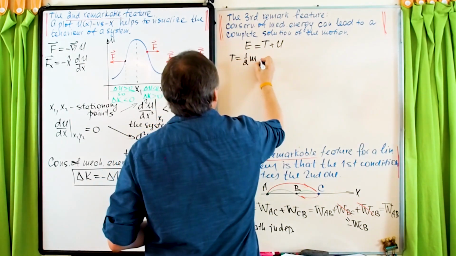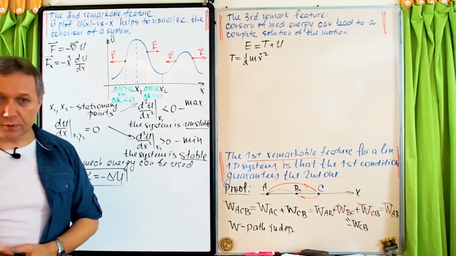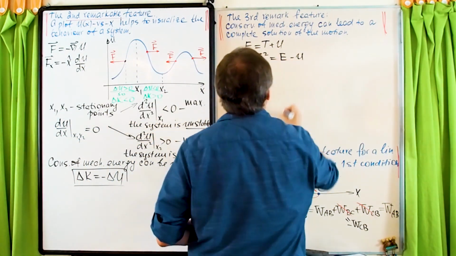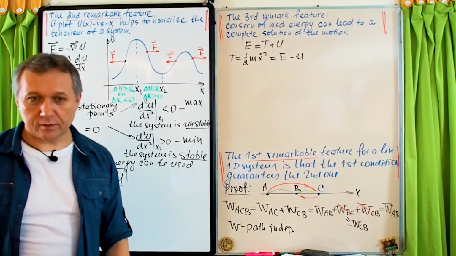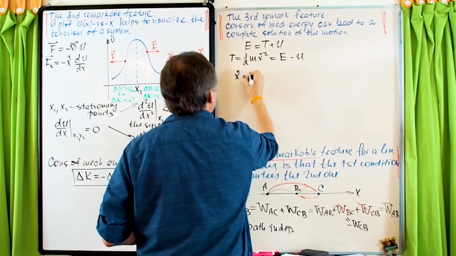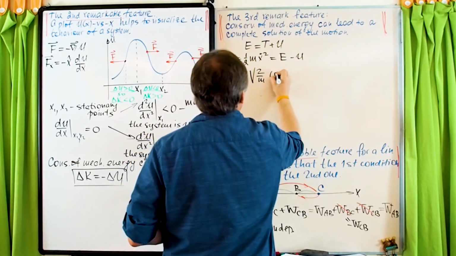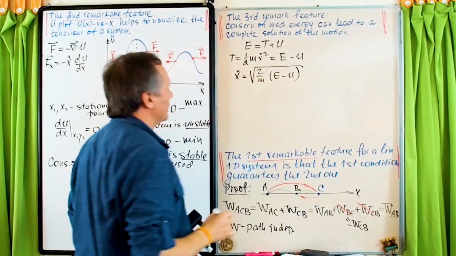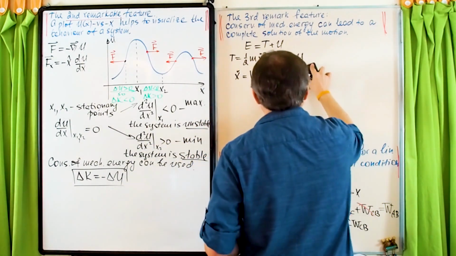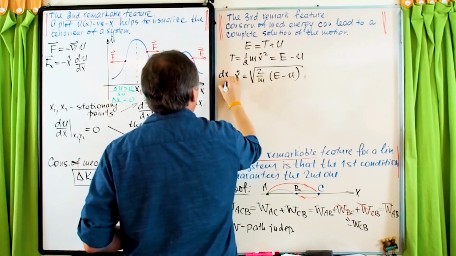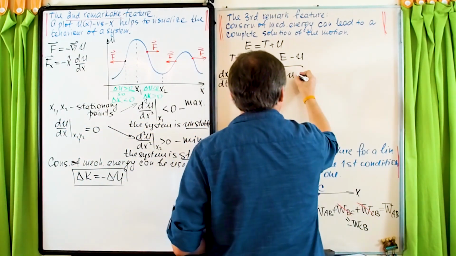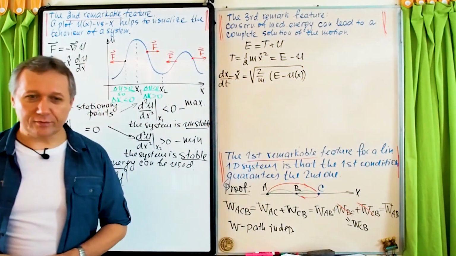It's 1 over 2 m x dot squared, one-dimensional system, so not just v, x dot we can use. And it is equal to E minus U. I'm not writing U explicitly because it depends on the system. All right, so x dot equals square root of 2 over m times E minus U. Of course, U is a function of x, and x dot is dx over dt. Let me write dx over dt over here. Also, now I realized, let me write over here, it's a function of x. First I thought it's not important, but now I realize for the next step we need it.